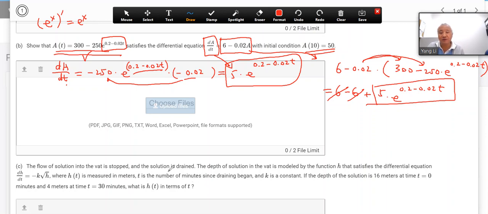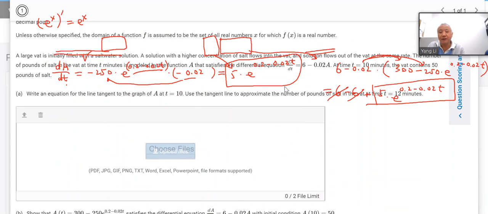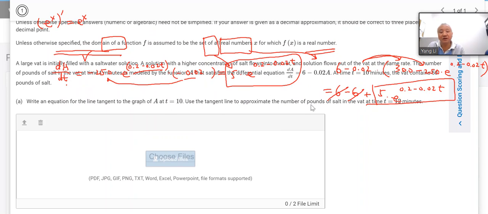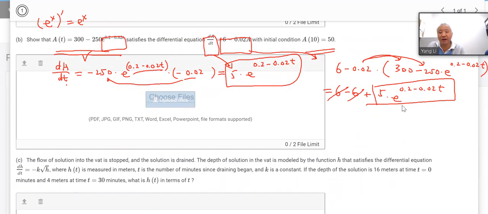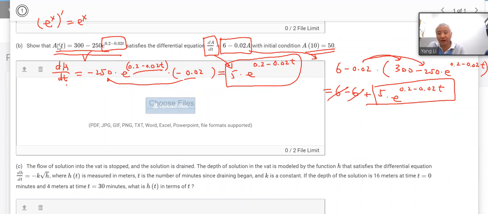If you have any questions for this part, actually A and B are easy. We just find the tangent line and use the tangent line to approximate when t is 12, just plug it in. And for this part, we verify that the left side of the differential equation equals the right side of the differential equation. We took the derivative here and got this one and this one. Of course, we used the chain rule here.